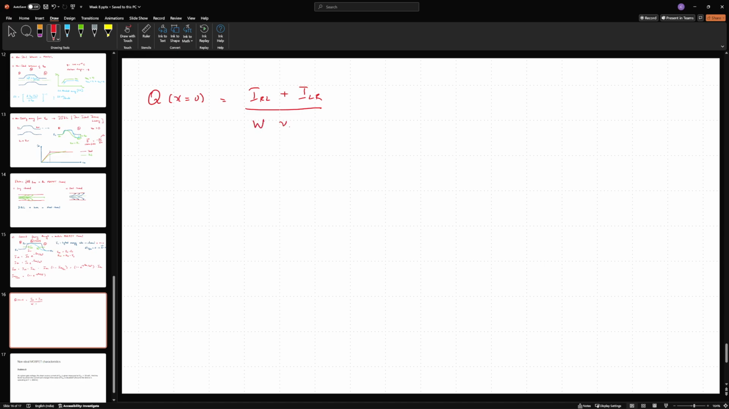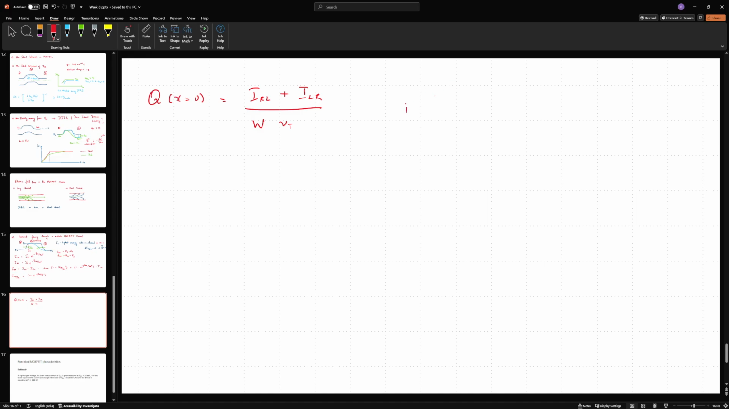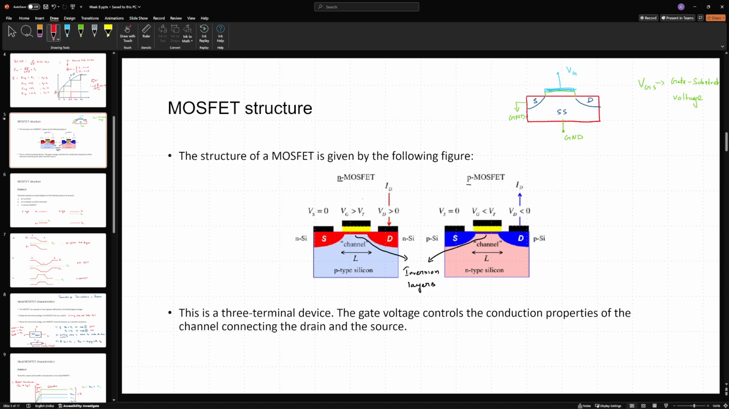W times vt. Now you can ask what this W is. W is essentially the width of the channel. Okay. And remember, I can quickly go and show that. I should have mentioned this before. This is a 3D object. In this 3D object, this small slice is where the conduction occurs. So I can directly say this is a quasi 2D channel device.